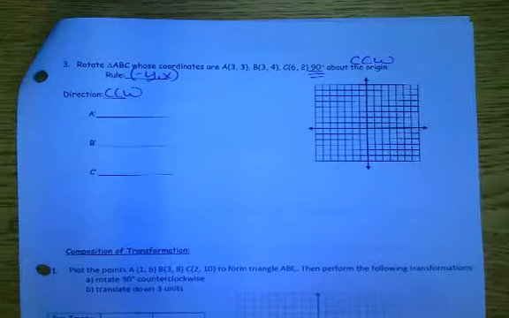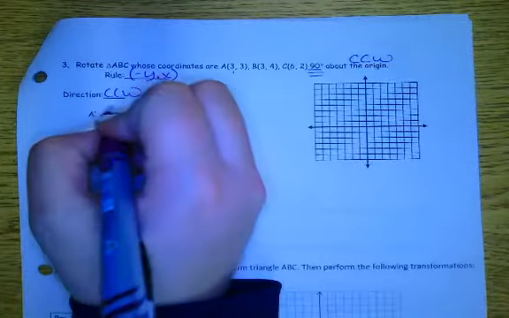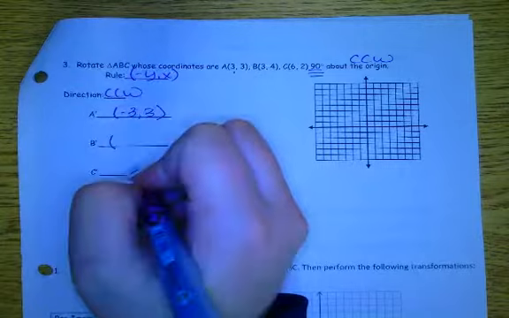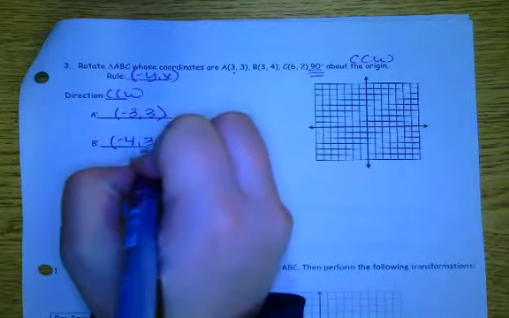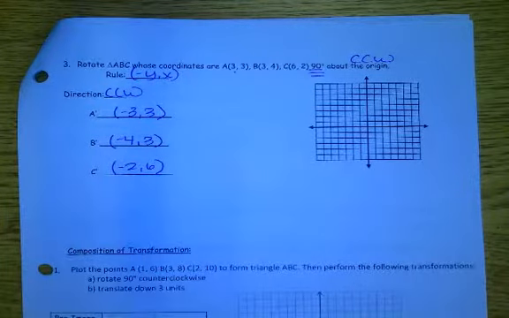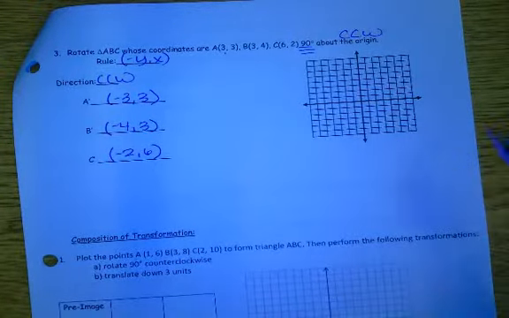Okay, so if A is currently at 3, 3, where would A prime be? B prime? And C prime? That's it. The reason the graph is here is so, if you plotted your original point, and you wanted to turn your paper and use the quadrant rules, you could just keep turning it so that you knew. But I think if you just memorize the rules, it's way easier.